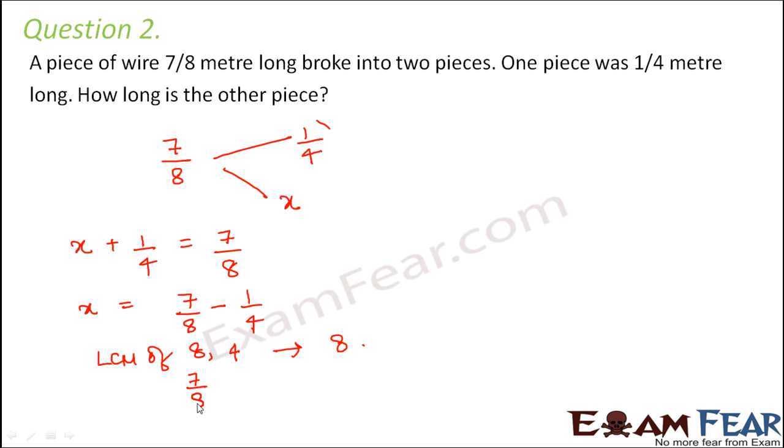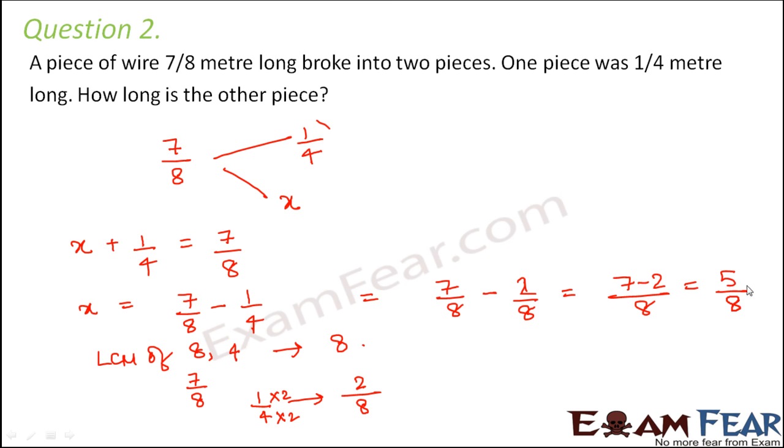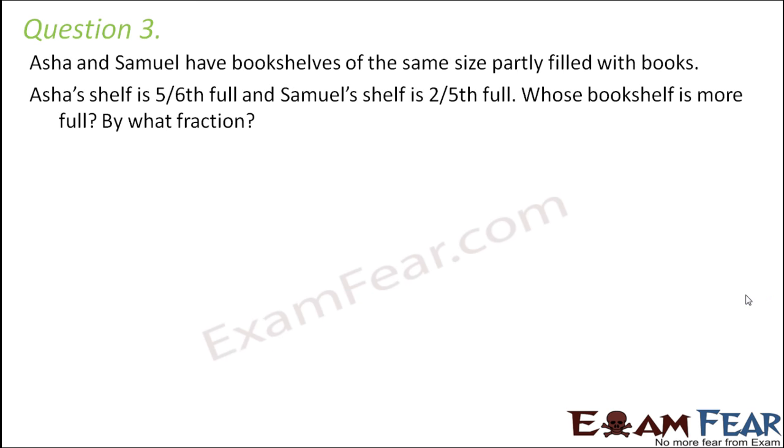So for 7 by 8 it is in the form where the denominator is 8. So it is fine. Let's convert 1 by 4 into a form such that the denominator is 8. So for that we multiply the numerator and denominator by 2. So you get 2 by 8. So 7 by 8 minus 1 by 4 can be written as 7 by 8 minus 2 by 8. So this becomes 7 minus 2 by 8, that is 5 by 8. So 5 by 8 meter would be the length of the other piece.